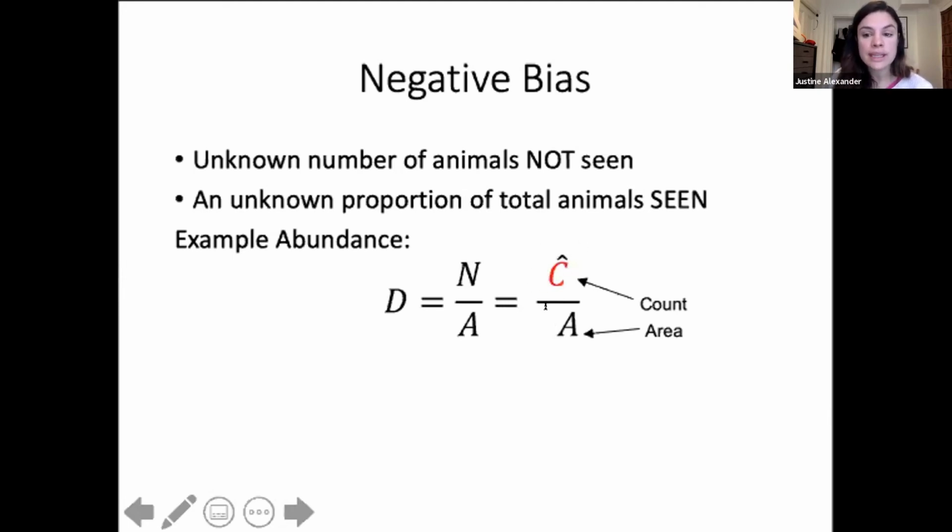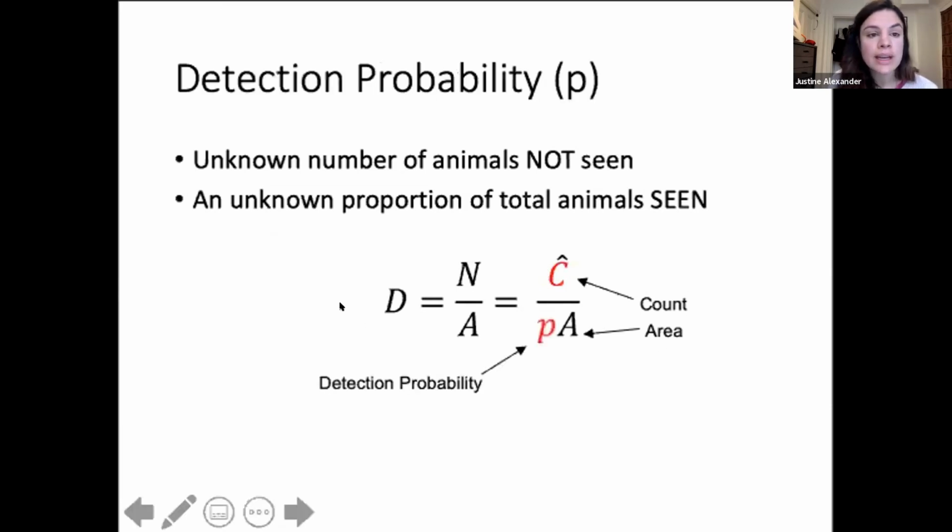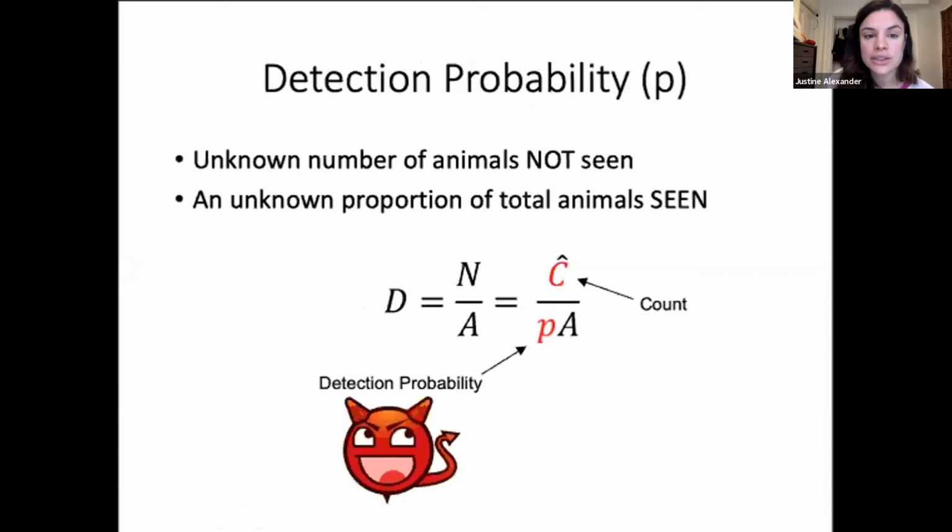So counts represent some unknown fraction of the animals detected in our sampled area. It's an unknown fraction, and we want to try to estimate what this fraction is in order to get our true estimate of density. And that's when the detection probability parameter comes into play. What we need to do is fix that bias by introducing this new parameter that we call the probability of detection, that we can put here next to area. And this will help us estimate the true density while accounting for detection.